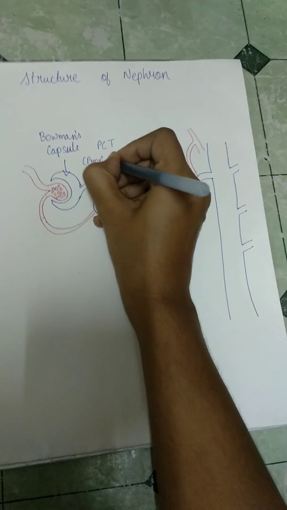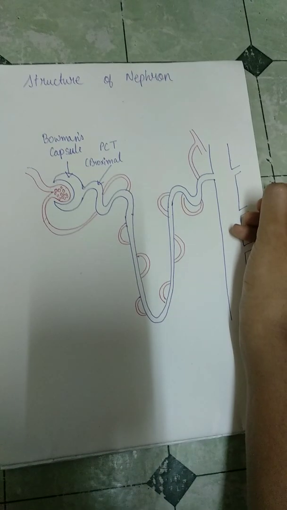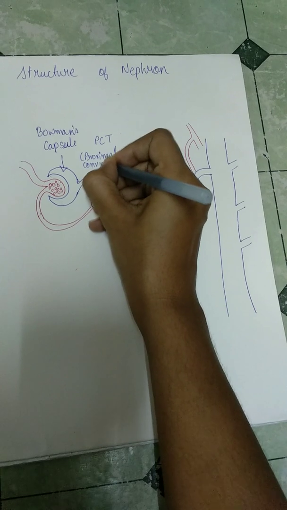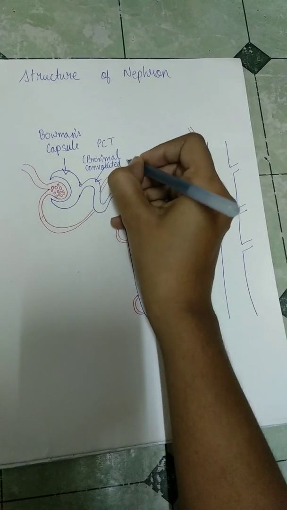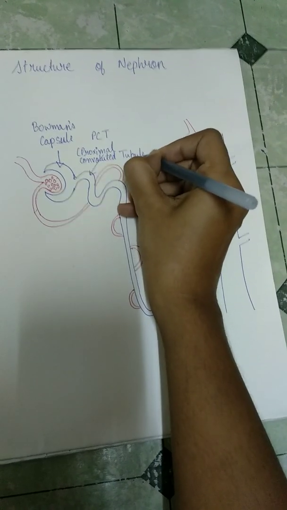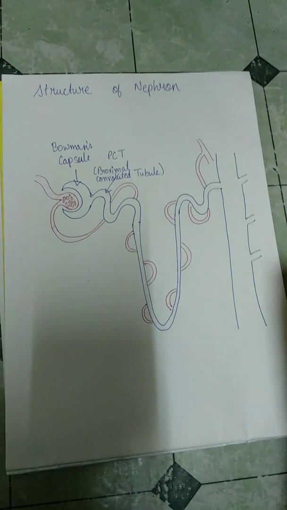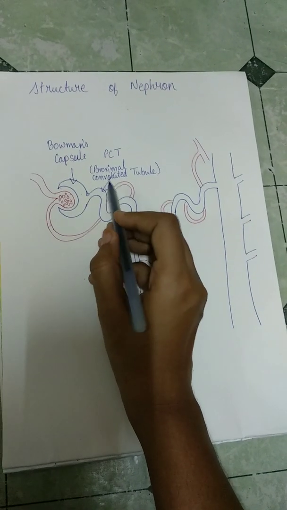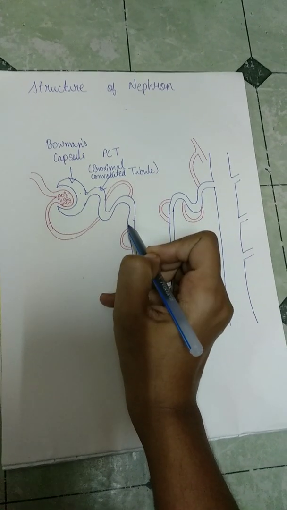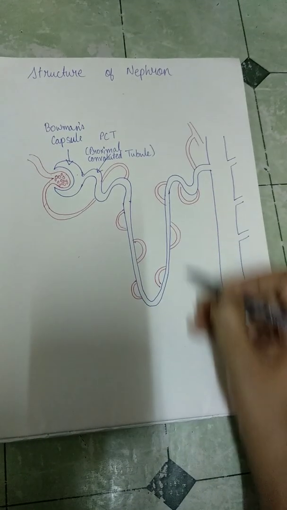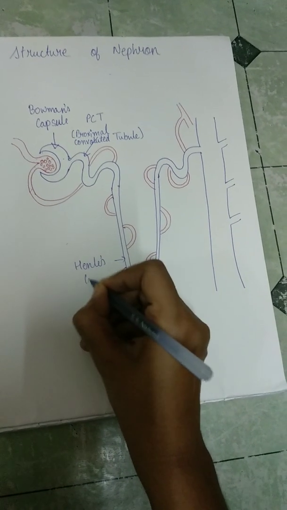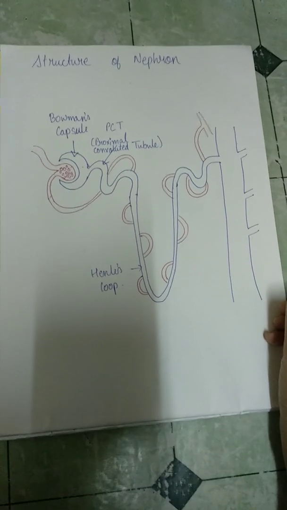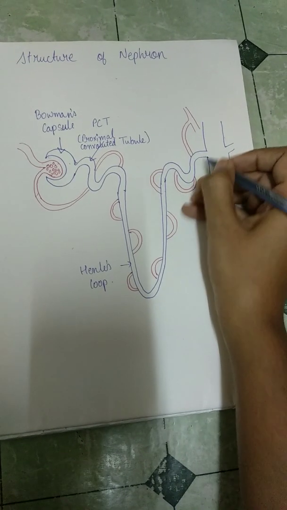Proximal. Proximal means near. Convoluted means extremely coiled. And T will stand for tubule. Proximal convoluted tubule. Proximal because it is nearer to the Bowman's capsule. Convoluted because it is highly coiled. And it's a tube, so tubule. Next, mark this U as Henle's loop.